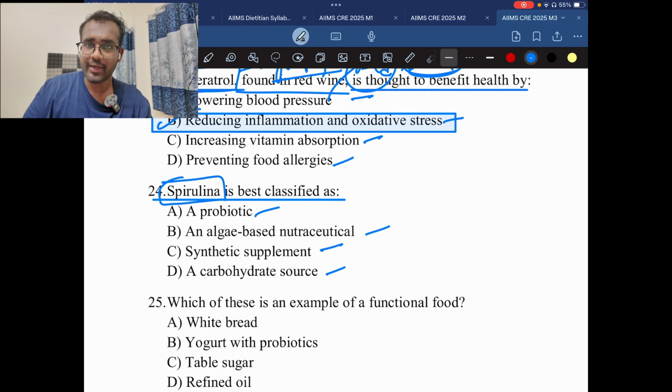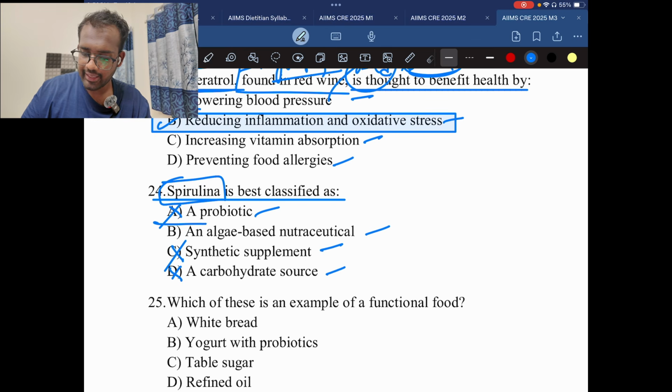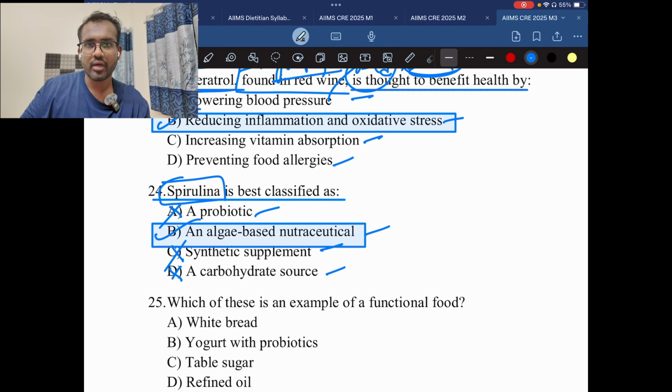Probiotics is not spirulina, it is a living bacteria, beneficial for the gut, so it is not the answer. Synthetic supplement, spirulina is not a synthetic supplement because we have not found it. So C is not the answer. And a carbohydrate source, it is not a carbohydrate source. So the answer will be B, algae-based nutraceuticals.